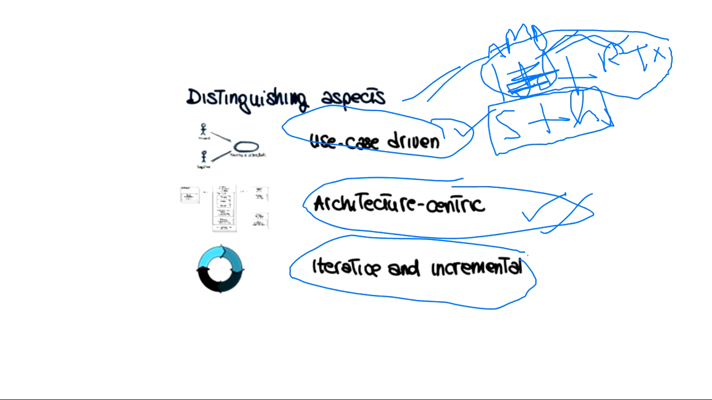Third is iterative and incremental. Okay, we will do one step, then we will see. We will try to see both of these things, whether we are able to meet user requirements or not, and whether the system is stable or not. Then we will proceed to the next step, and the next step, and the next step. Like this, we will keep on processing. So, what do you think?